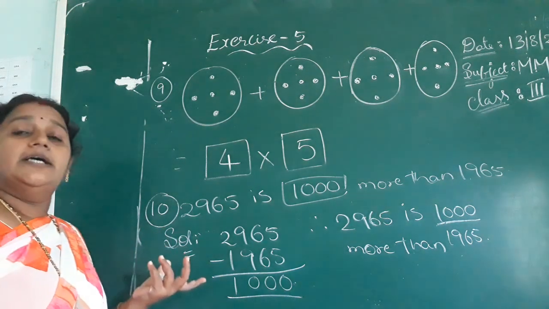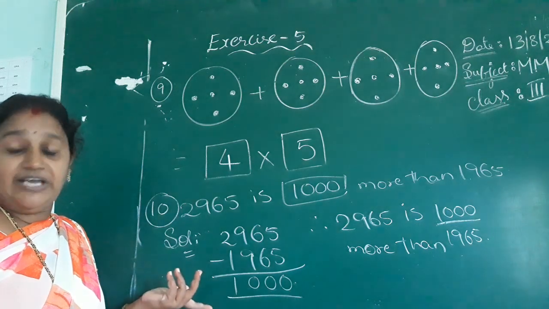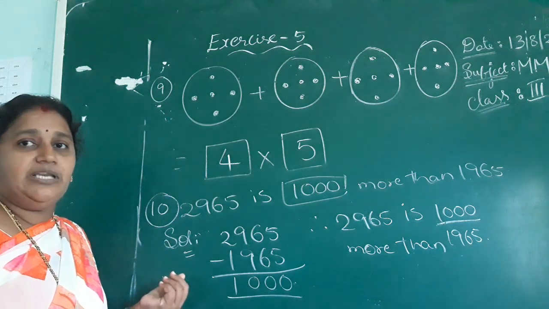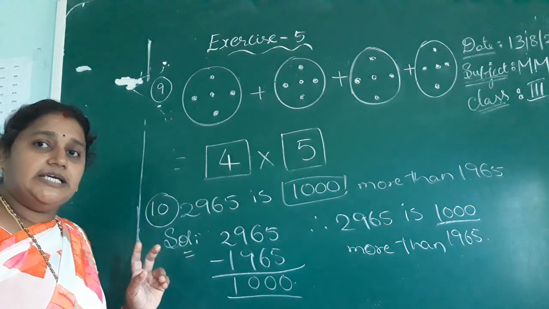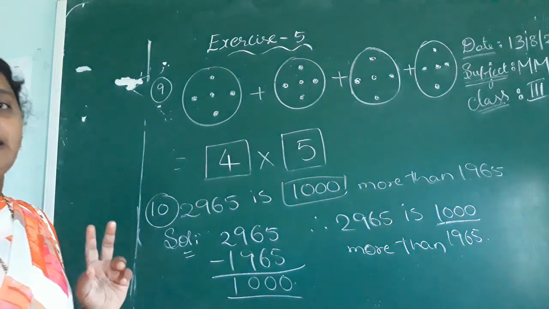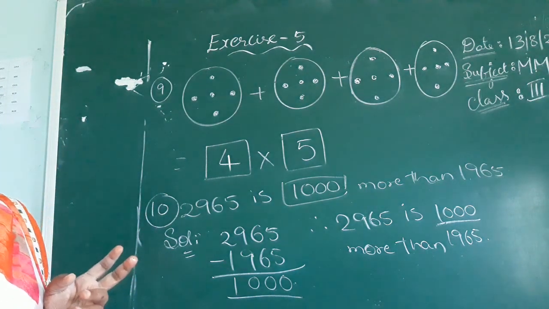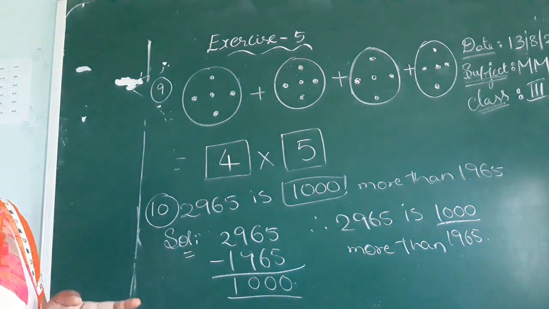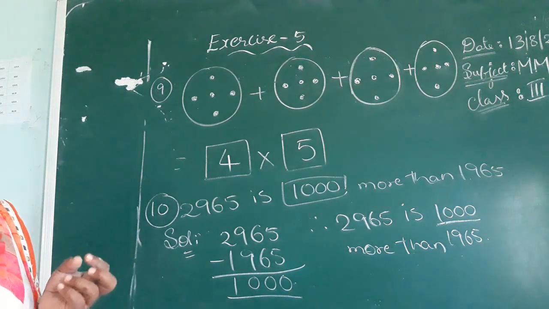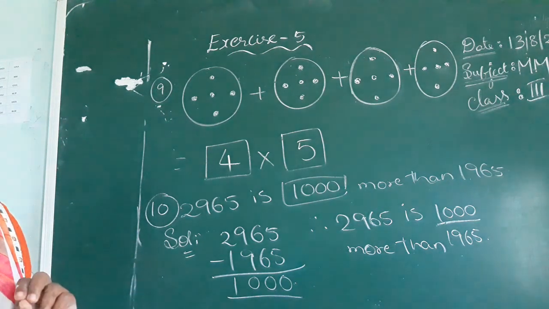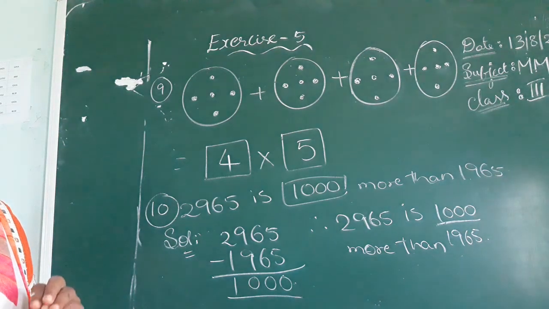Children, our exercise 5 is also completed. Total 10 bits will be complete. And one more thing, I am sending the CWs through WhatsApp to you. Write very neatly. You are small kids now. Write neat handwriting. How we are presenting in the book, like that only you have to write in the book.